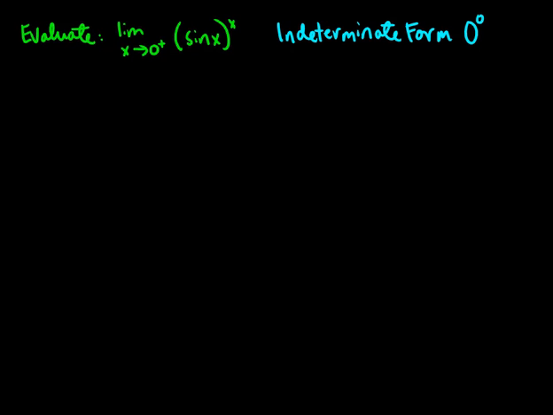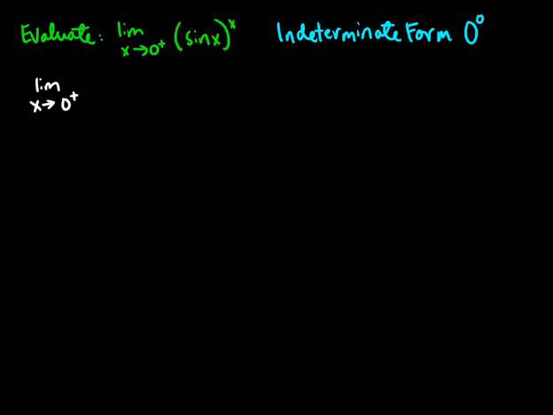Okay, in this example we have an indeterminate form of 0 to the 0 power. We're going to see how we deal with that. Again, with all of these examples of having x in the exponent, or having a variable in the exponent, and evaluating limits, we're going to first take the natural log and work with natural logs. So let's see how that pans out.